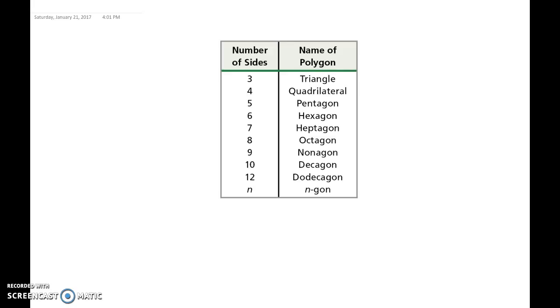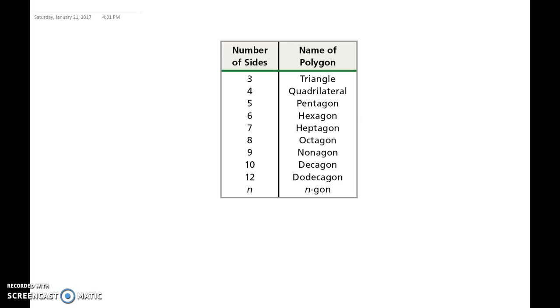All right, before we get into anything else, another thing that we need to be able to do is you need to know the names of all of our polygons. So if I say a triangle, you know it's a three-sided polygon. Quadrilateral, it's 4. Pentagon, there's 5 sides. Hexagon, there's 6. Heptagon, there's 7. Octagon, there's 8. Nonagon, there's 9. A decagon is 10, a dodecagon is 12, and then any other one that's not listed here, you would just say an n-gon, meaning if it's a 13-sided polygon, you can say a 13-gon. Either way, it's fine.